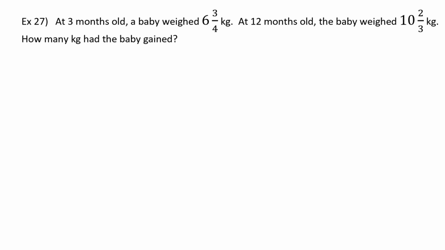Let's read through this problem. A 3-month-old baby weighed this much. At 12 months, the baby weighed this much. So we have 2 different weights for the baby. One at 3 months and one at 12 months. How many kilograms did the baby gain? How much did the baby gain? So at 3 months, they were 6 and 3 over 4 kilograms. They gained weight up to 10 and 2/3 kilograms.